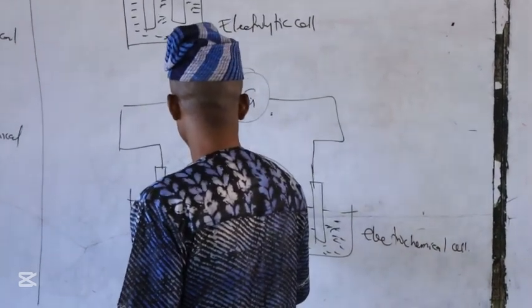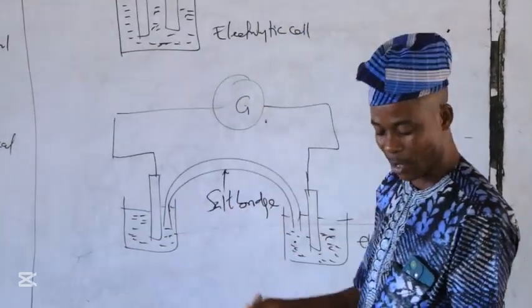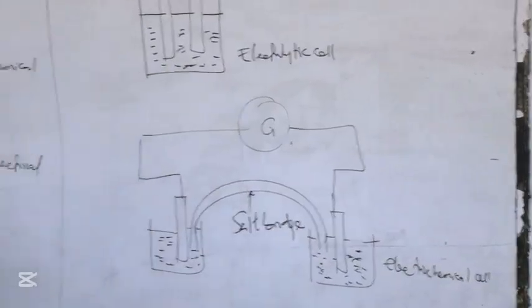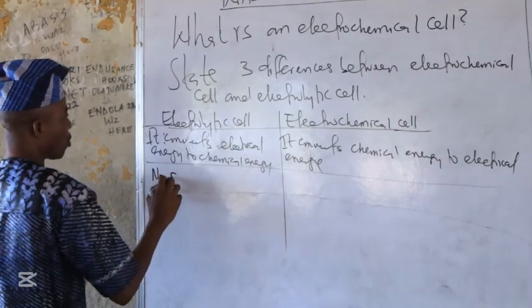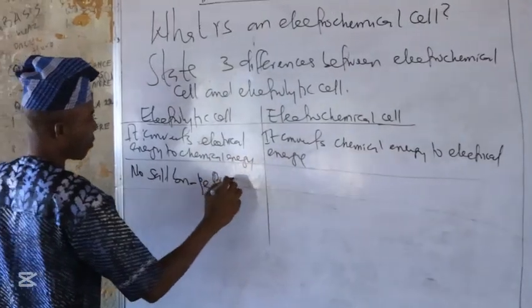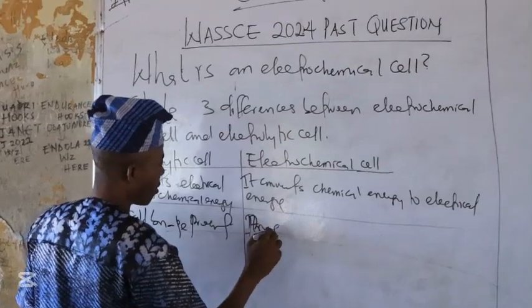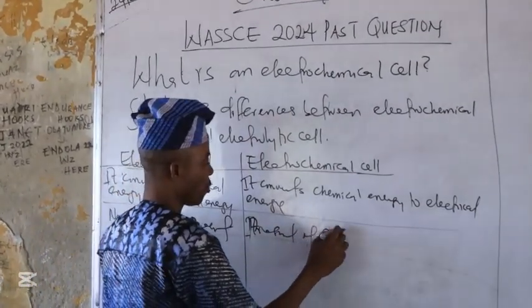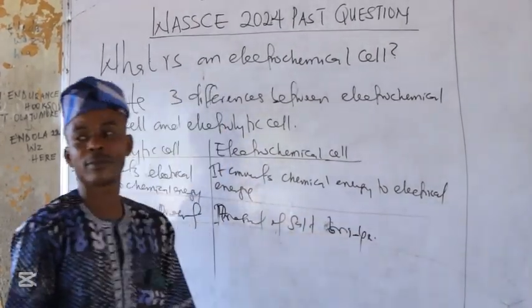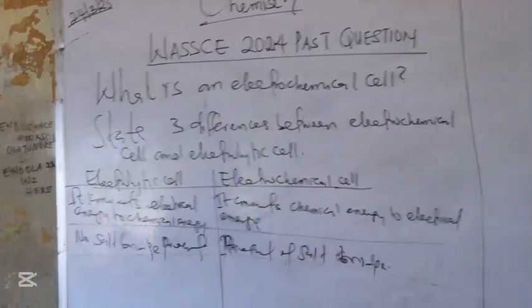Salt bridge. This is the salt bridge. There is presence of salt bridge in an electrochemical cell. Do you have it here? No, sir. So you can give me that one. No salt bridge present. So it has, you can say, presence of salt bridge. That's a good example. That is another difference.